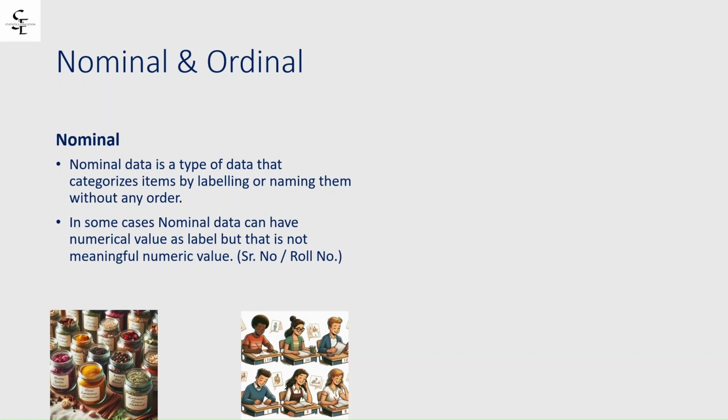For example, serial number or roll number. The roll numbers are given randomly. They are just labels and not useful for any further mathematical calculations. For example, gender, religion, etc. In gender, we are labeling humans as male or female, right? In religion, we are labeling humans as Hindu, Muslim, Sikh, Christian, right? Thus, it is known as nominal data.